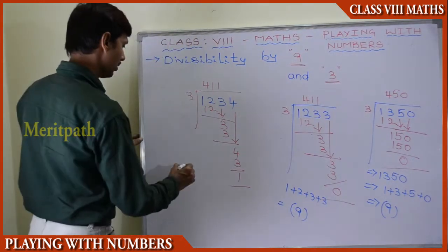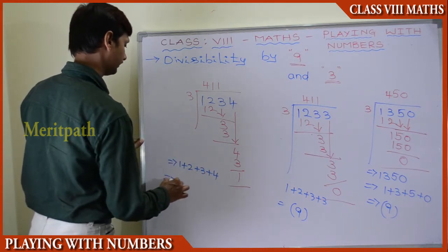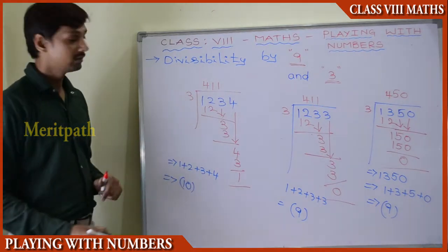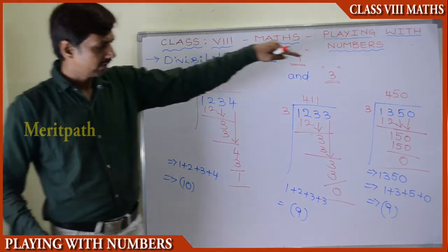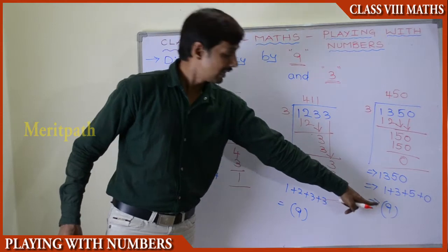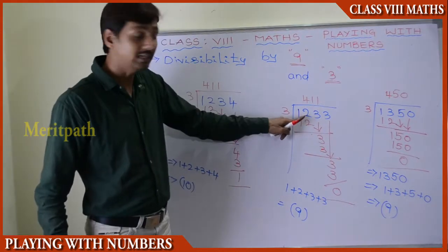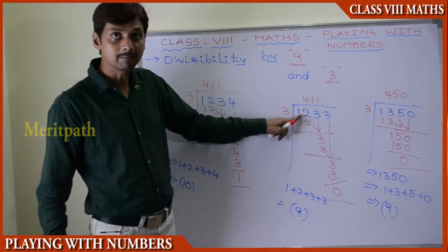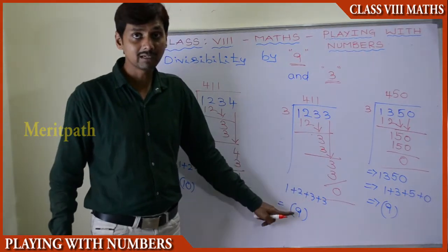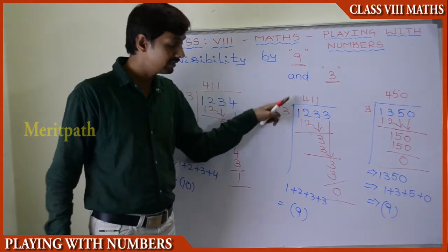Then here, 1 plus 2 plus 3 plus 4 is 10. We got the result of 10. So when we add the digits of a number and get 9 as a result, which is divisible by 3, the whole number is divisible by 3. In this case 1233 is divisible by 3. So we add all the digits, we get 9, this 9 is divisible by 3, so the whole number is divisible by 3.